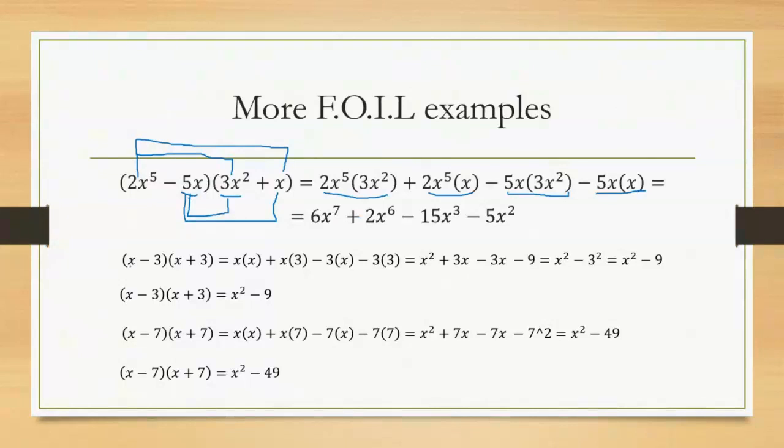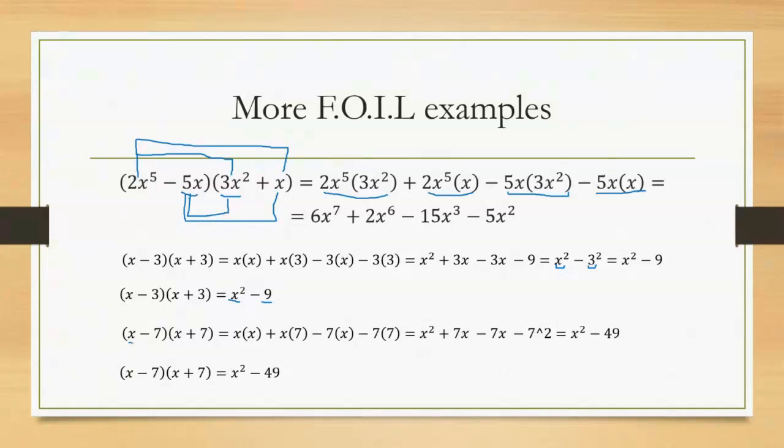All right, here's some other examples. X minus 3 times x plus 3. Again, it's just another example of FOIL. But notice when you actually multiply it, there will be cancellation, but in the end, we just have x squared minus 9. Actually, let me do it over here. We have x squared minus 3 squared. Mostly because these signs are opposite, there's cancellation. So we have x squared minus 3 squared.